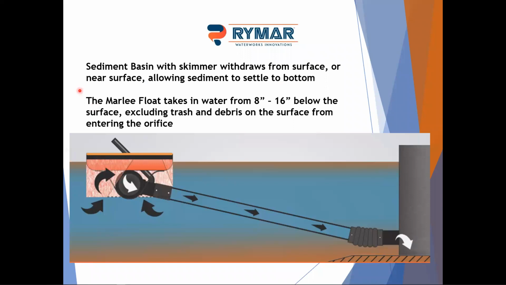So sediment basins with skimmers draw water from the surface or near the surface. With our skimmer, it actually comes just below the surface, from about 8 to 16 inches below. What this does is allow the trash and debris that's floating on the surface to be retained in the basin, and the skimmer is much less prone to clog with this design. It drains the basin from the top down and allows more time for mud to settle, taking the clean water off of the higher portions of the water column as it discharges it.